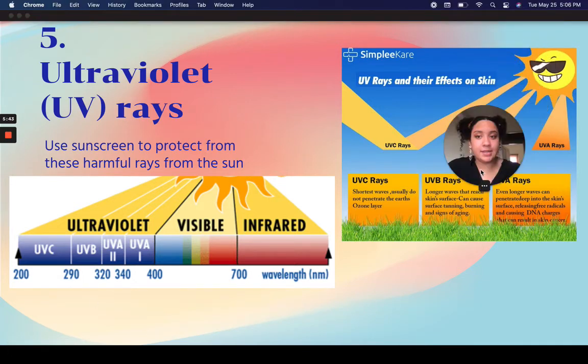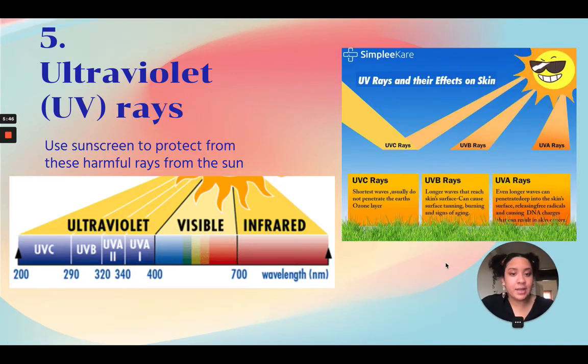Okay, next is ultraviolet rays. We're getting closer to the higher frequencies. Ultraviolet waves are the rays that we get from the sun. We use sunscreen to protect ourselves from these harmful rays. There are 3 different types: UVA, UVB, and UVC. UVA are longer waves than UVB or UVC. Those go deep into our skin, which causes a great amount of damage and can lead to skin cancer, which is why we put sunscreen on.